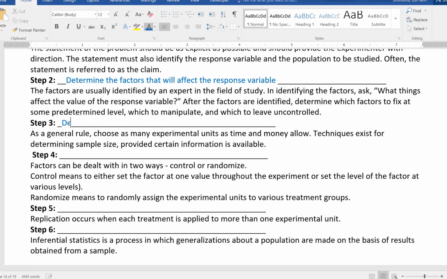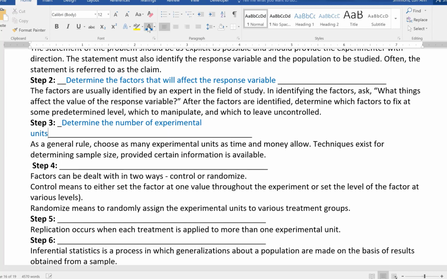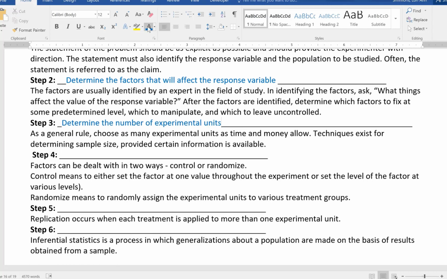Step 3, determine the number of experimental units. As a general rule, choose as many experimental units as time and money allow. Techniques exist for determining sample size, provided certain information is available.